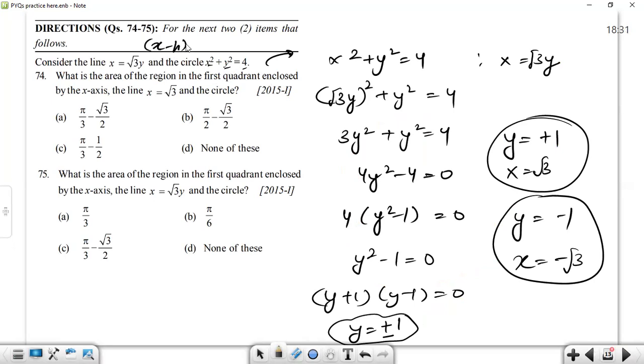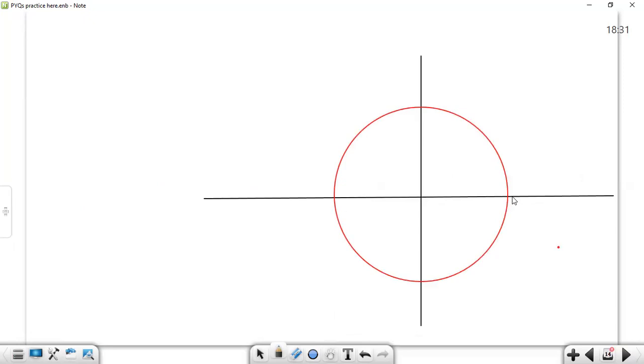The general formula is x minus h the whole square plus y minus k the whole square is equal to r square. So on comparing, h is 0 here, k is 0 here, and r is 2 here. So the radius is 2. The radius is 2, so this distance is going to be 2.